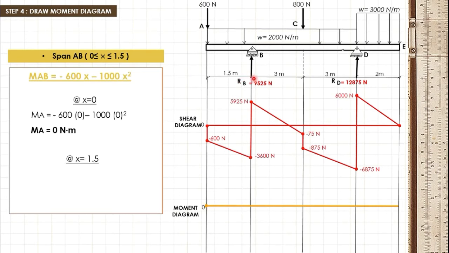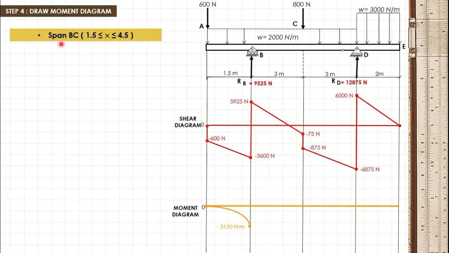Next, at point B, where x is equal to 1.5 meter, by substituting the value of x to this moment equation, we get negative 3,150 Newton meter. Since we have a negative moment, therefore we have to plot it below our reference line. As you can notice, our moment diagram is in frowning curvature since our shear diagram is increasing at the negative side.